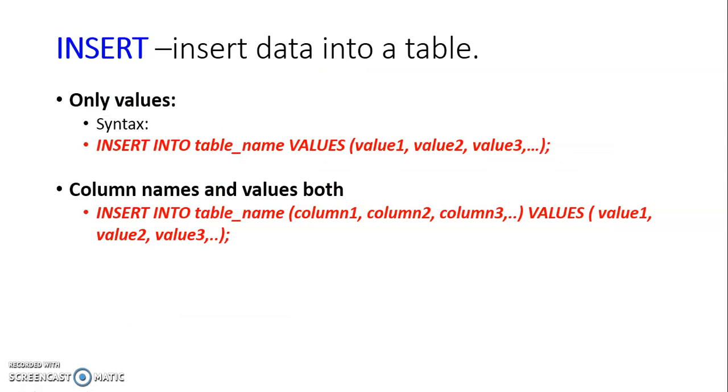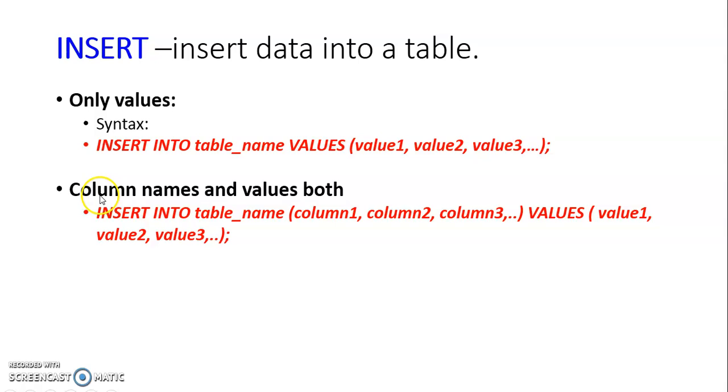Now our next command is the INSERT command. Using the INSERT command, we can insert new records in our table. If you want to insert only values, then the command will be INSERT INTO table name followed by VALUES, and in brackets you specify the values as per the columns from left to right. The first value will be copied into your first column, the second value into the second column. So the proper sequence should be maintained while inserting values into your table using the first method, which is only values.